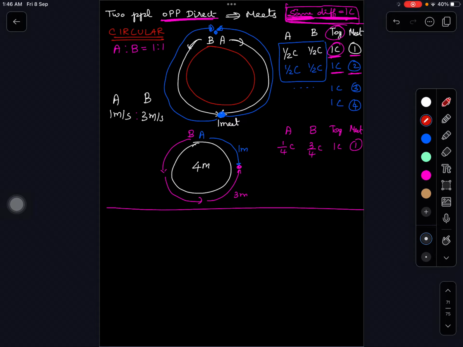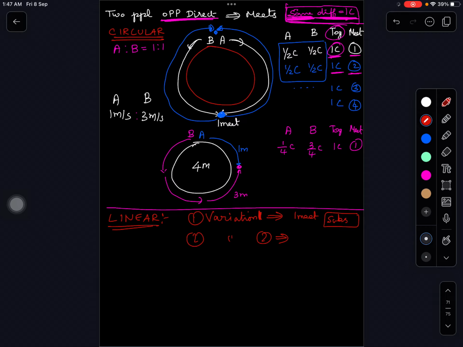However, when we move into linear track scenarios, we have two variations coming into the picture. Variation number 1 and variation number 2. What I mean by variation is that there's a different occurrence happening in linear track as compared to circular track. In variation 1, you will see that whatever is happening for the first meet is not the same thing that is going to happen for the subsequent meet. So that is variation number 1.